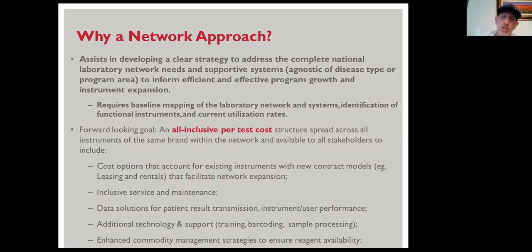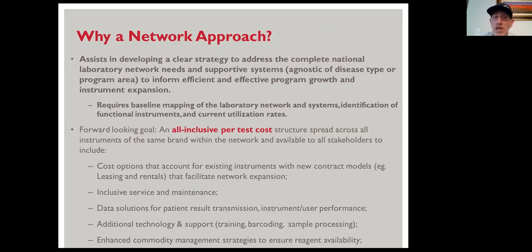And what we're pushing, you'll see this coming out in the next few months, is a more all-inclusive per test cost. What that does is allow you to develop a strategy that is additive with testing volumes. So you're aggregating viral load, EID, potentially TB, and other tests to reduce the price per test cost.